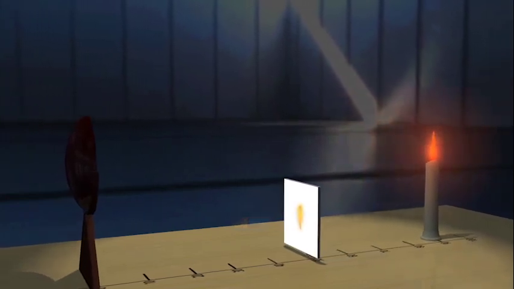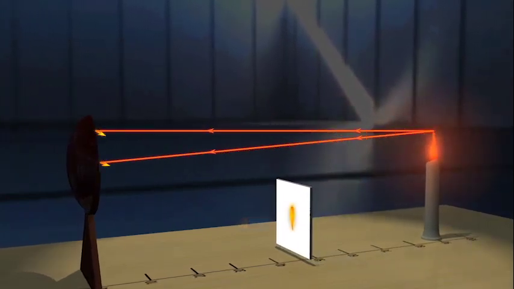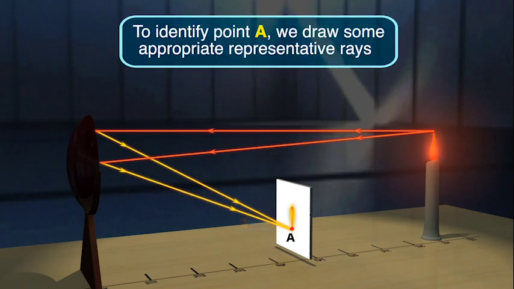If we move the screen towards the mirror, we can observe the sharp image of the tip forms on the screen at the point A. We can identify some appropriate rays which we can take as representative rays to find the point A.